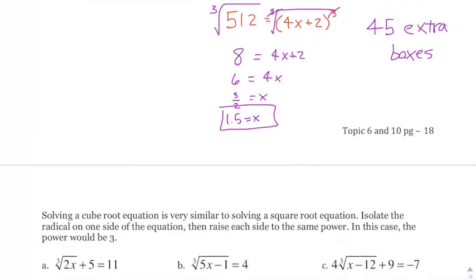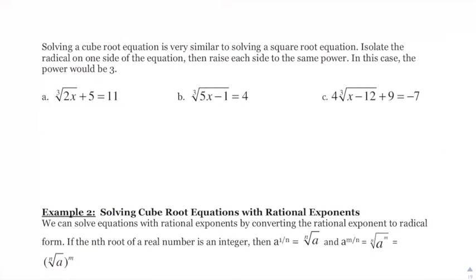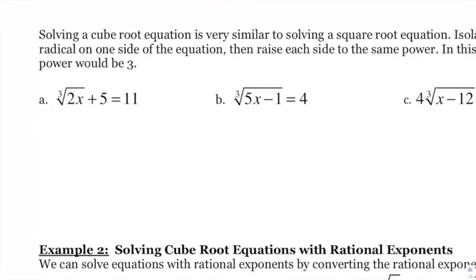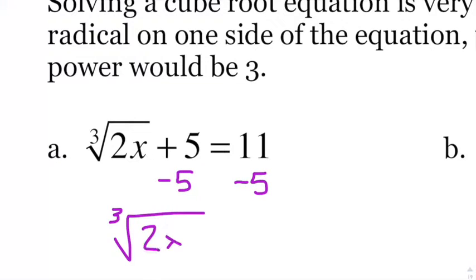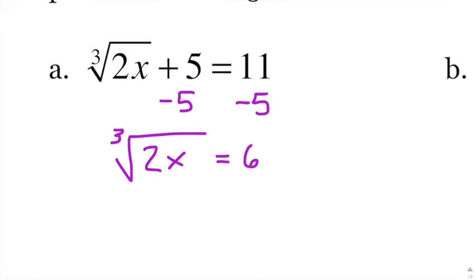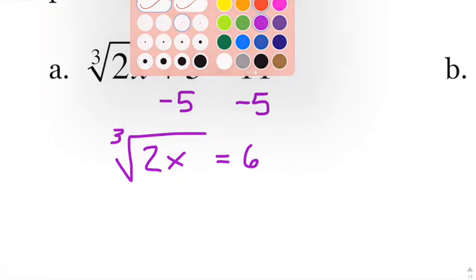Okay. All right. Now, sometimes they're not going to give you context. Sometimes they're just going to say solve this equation. And it's actually very similar to how we solved square root equations the other day. So we can do this here by just subtracting 5. We want to get that radical thing by itself. So that'd get us 6. And then we're going to cube both sides.